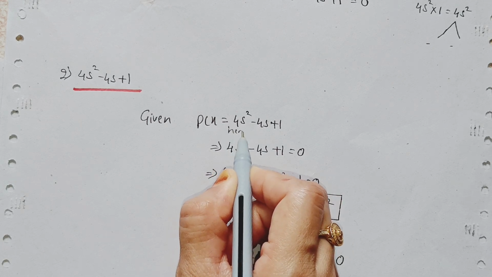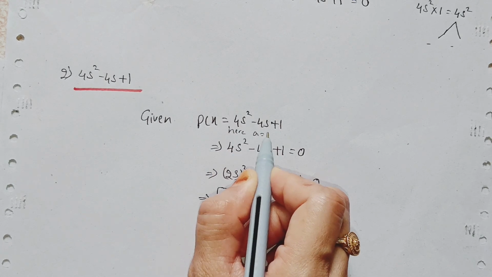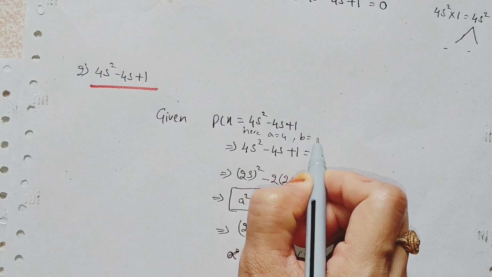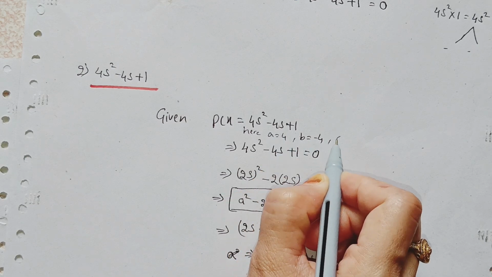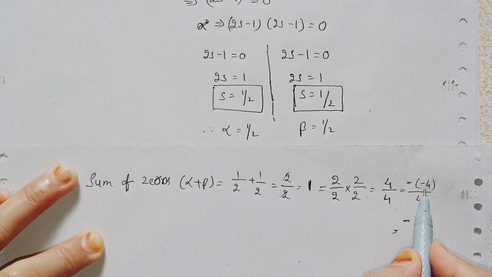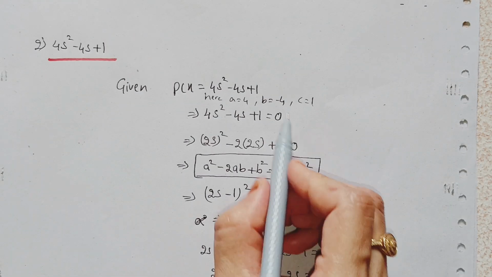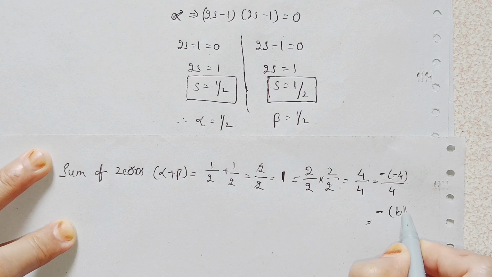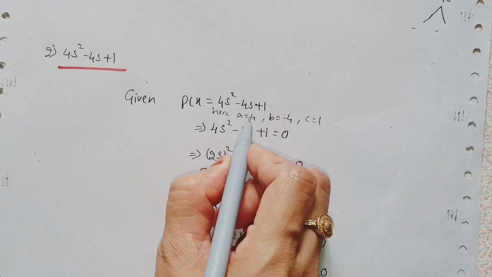Here a is 4, b is minus 4, c is 1. So here I got minus 4. Instead of minus 4, I can write it as b. That's why minus of b divided by 4 means a.